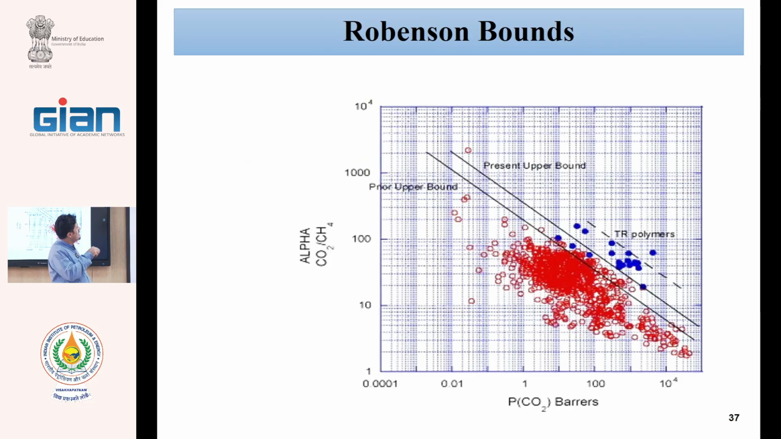And we have these Robeson bounds for different gases, for oxygen, nitrogen, carbon dioxide, hydrogen, and others. This is also a similar diagram for reverse osmosis membrane. The rejection of reverse osmosis is related to the flux, and a good membrane should be located in this area.